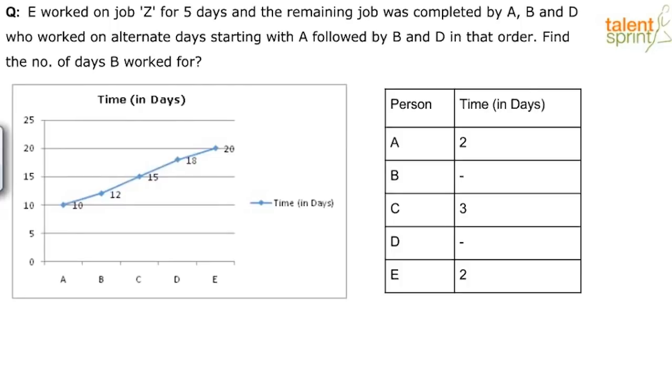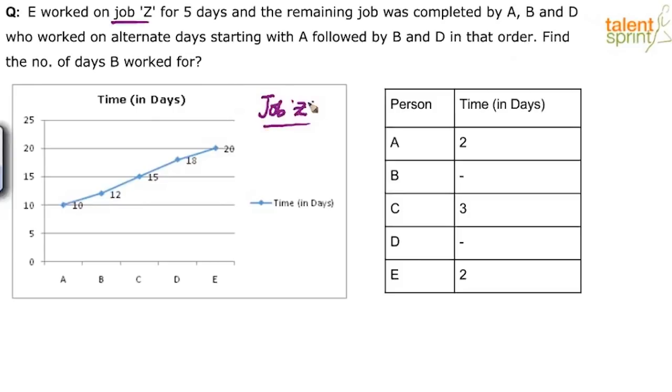Let's discuss the solution now. E worked on job Z for 5 days and the remaining job was completed by A, B and D, who worked on alternate days starting with A followed by B and D in that order. Find the number of days B worked for. Interesting question. He says E worked on job Z. Now remember, job Z is the same as X, which is the same as Y.